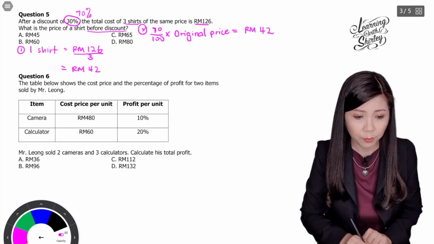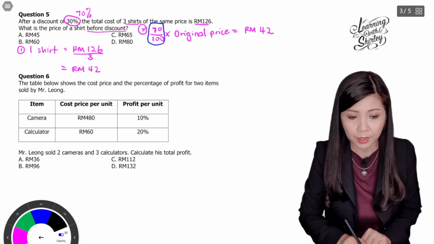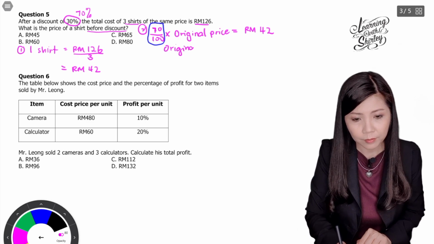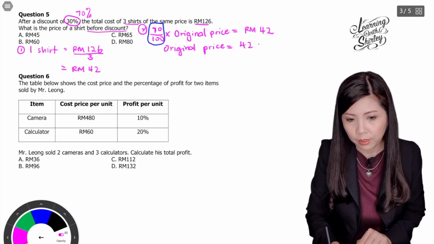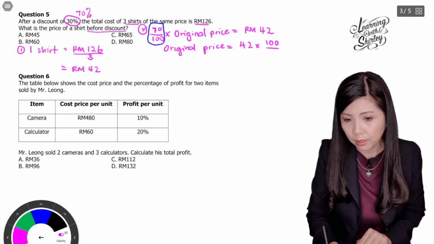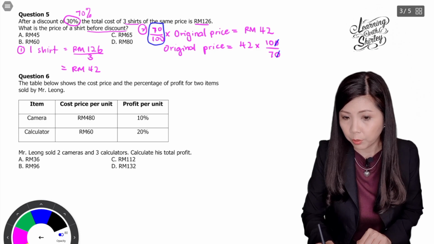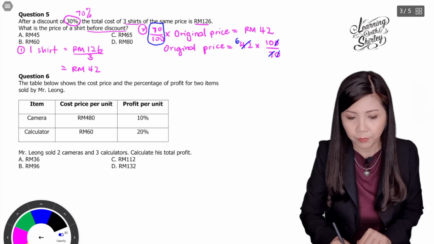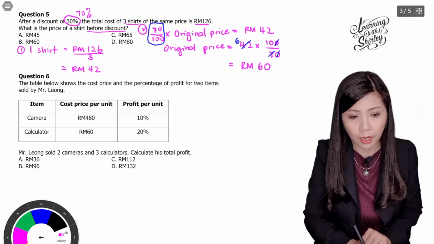So to find the original price, I'm going to shift this fraction over to the right hand side, and then flip it upside down. So to find the original price, I'm going to use 42 times 100 over 70. And then I'm going to simplify this. 1 zero on top, 1 zero at the bottom, I'm going to cancel, and then 42 divided by 7 is 6. So therefore the original price for 1 shirt is 60 ringgit, and the answer is B.